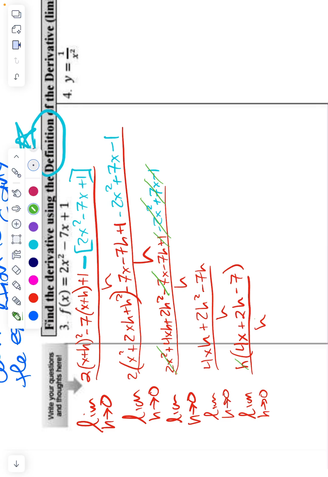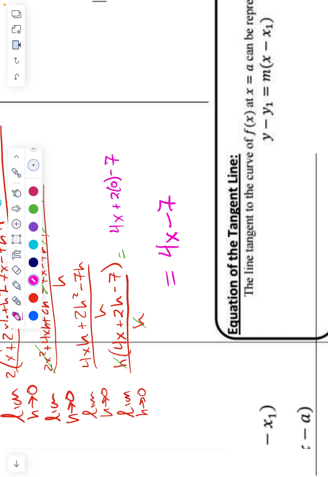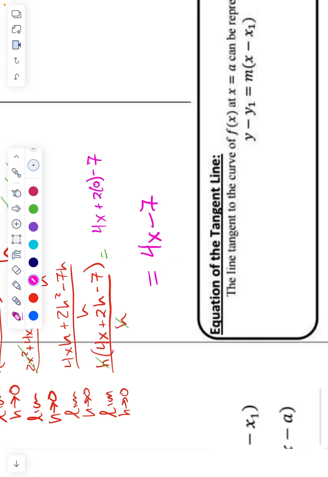So let's show the h's cancel. Now we're going to substitute. So we drop the limit, okay? So now it's going to be 4x plus, not plus, minus. Actually, let me write it with the plus. 2 times 0, which is just 0. Before I do that, what should I put on the other side of the 4x minus 7?